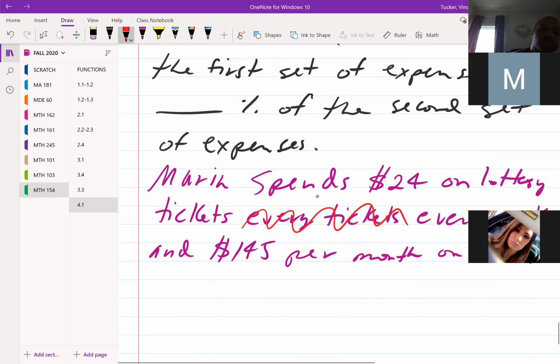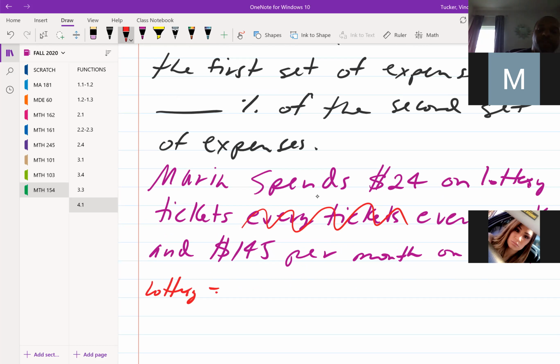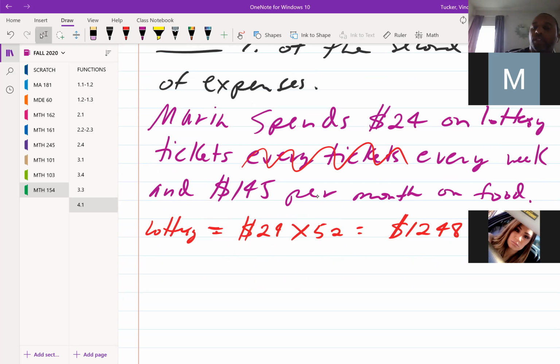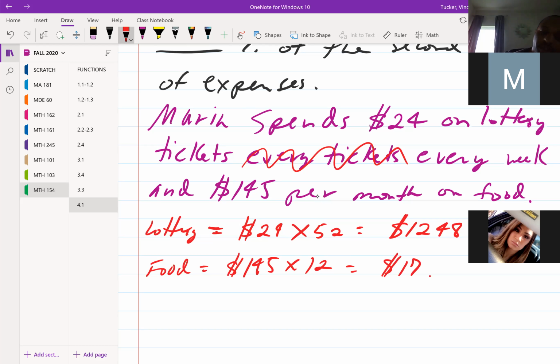So how are we going to do this? We would take this 24. Let's call it lottery. For lottery, $24 times, we're doing weekly, so that's 52 weeks in a year. So that's $1248. Then we're looking at food. $145 times 12, because there are 12 months in a year. That is $1740.